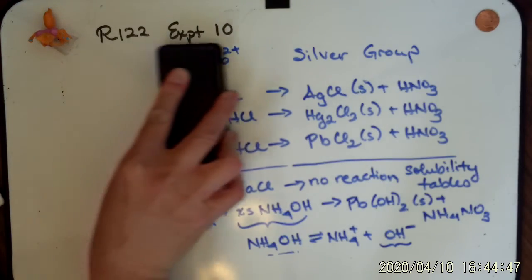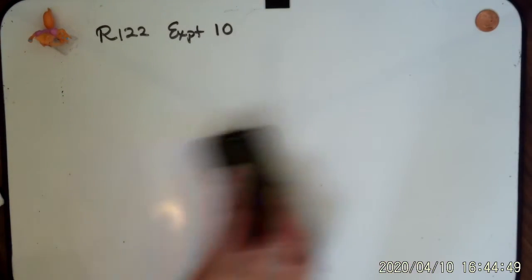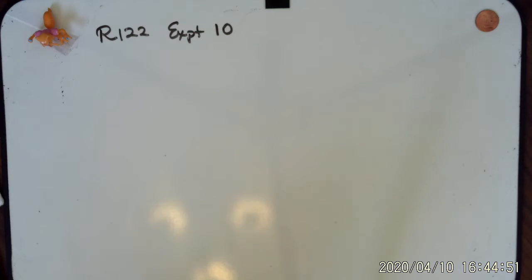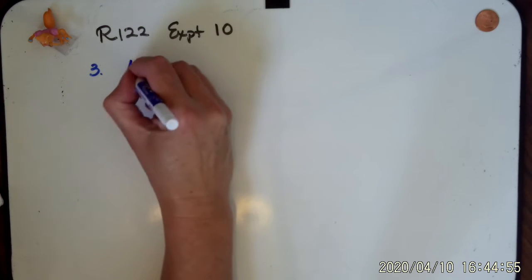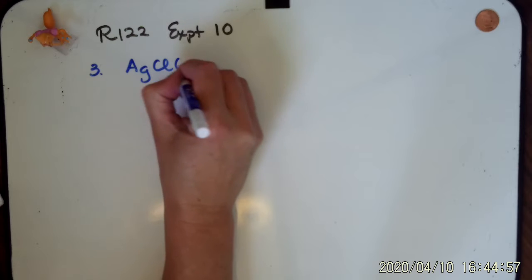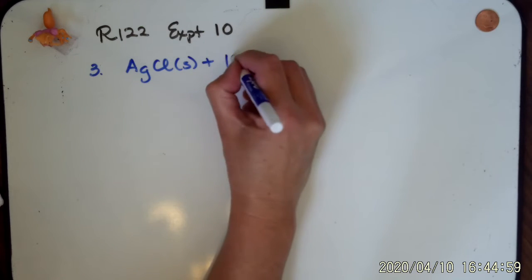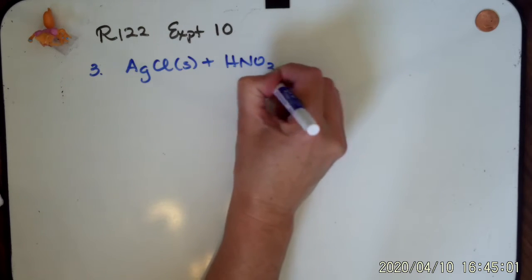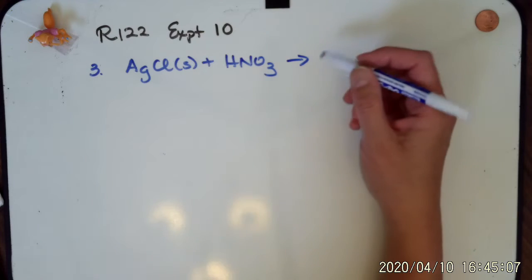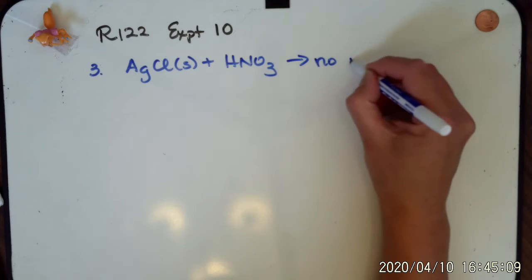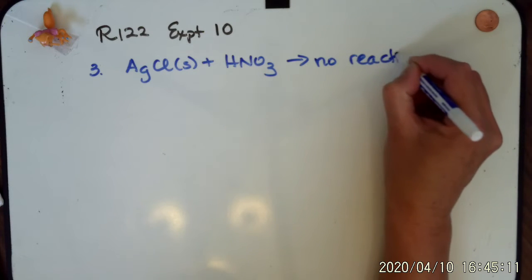Okay. What about silver chloride with nitric acid? Well, that's going the other way from making my precipitate. So this is essentially no reaction. Okay?